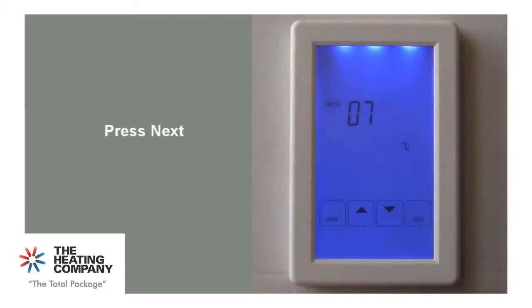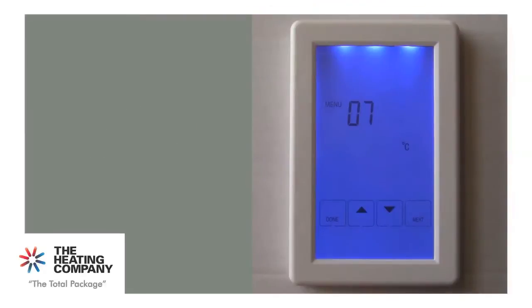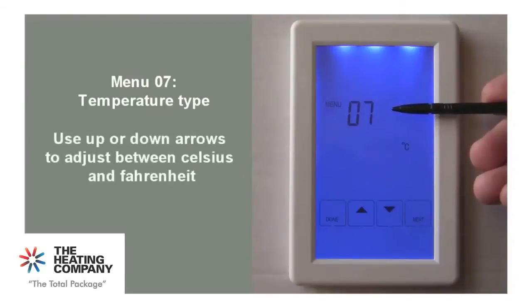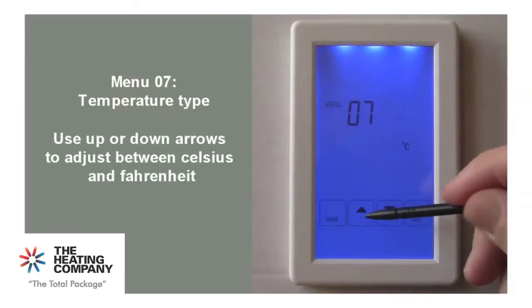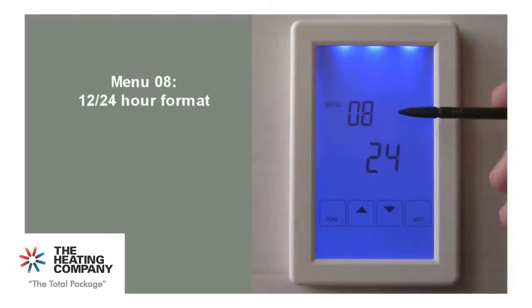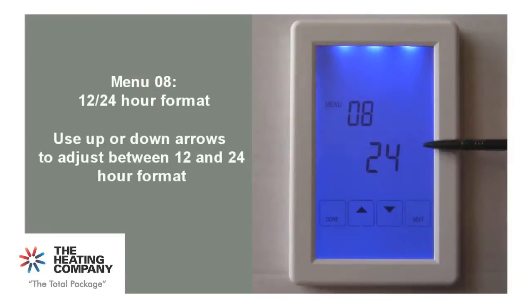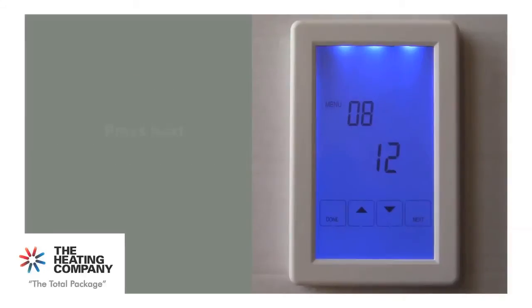Menus 4, 5 and 6 may not be available for programming depending on your unit's installation, which means the next option will be menu 7, which is used to change between Celsius and Fahrenheit. In this case, we will select C for Celsius and press Next to move to the next menu. Menu 8 is used to adjust the clock between 12 and 24-hour format. 24-hour format is the default option, but in this case we will change it to 12-hour format by selecting 12 and pressing Next to move to the next menu.